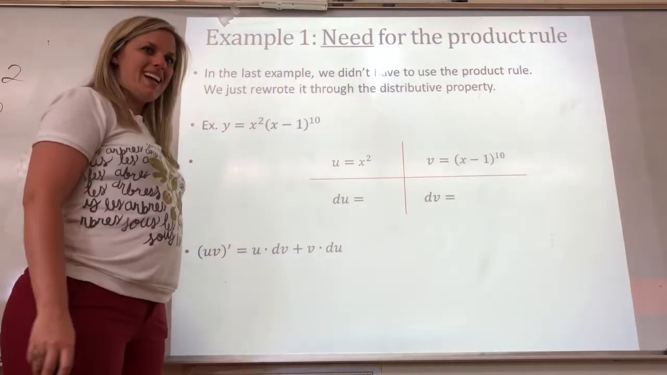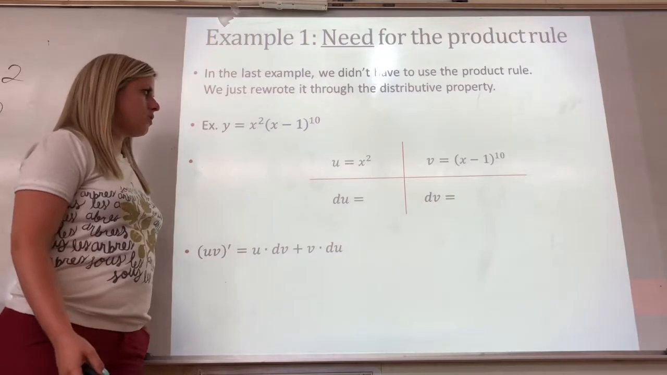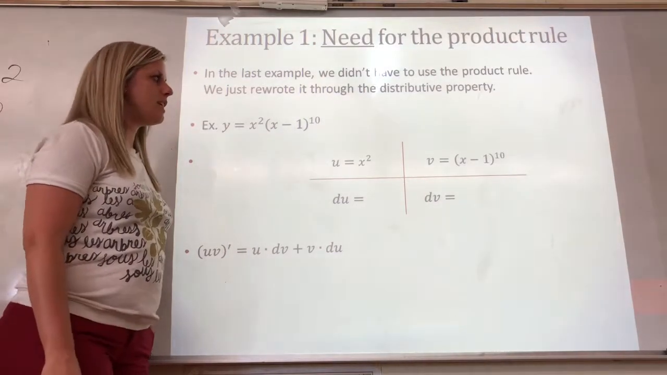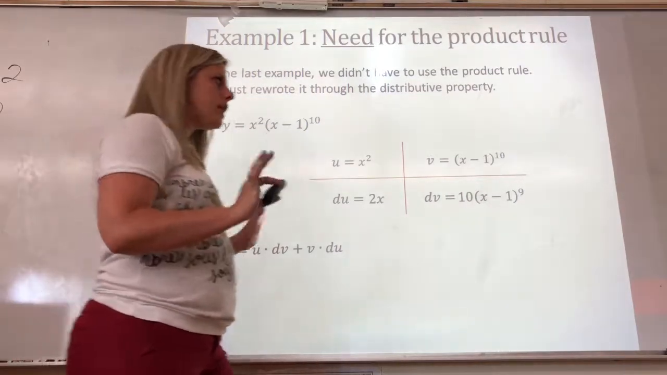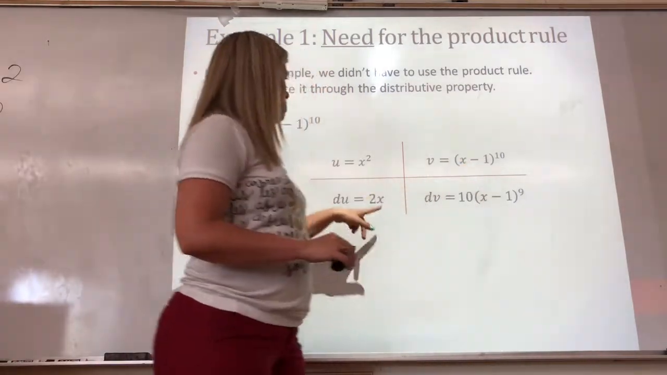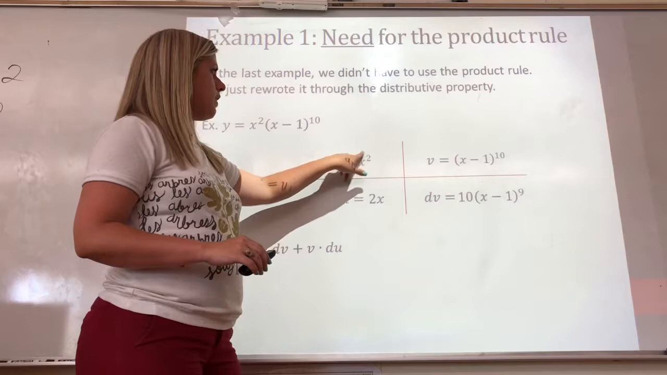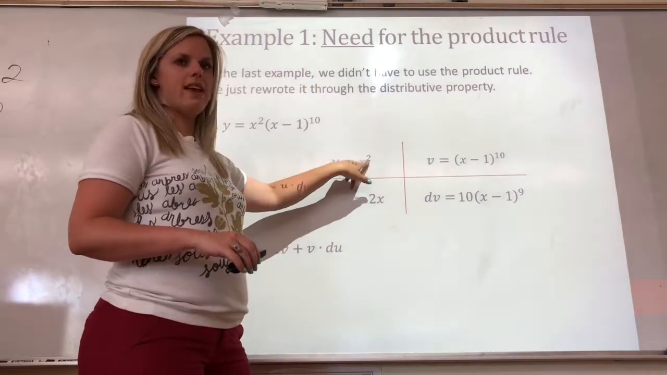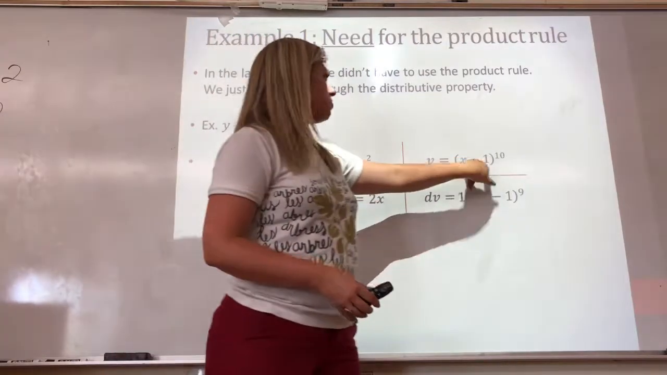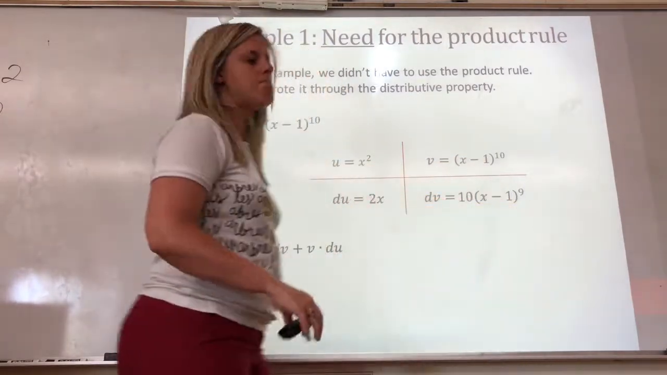All right, and we're back. So my u is x squared, my v is (x minus 1) to the 10th. These are my derivatives. This one's a little tricky, but just like when you take the derivative of this, you don't change the x. Basically, the thing that you're raising the exponent, you don't change. So this, you don't change it. It just stays the same.